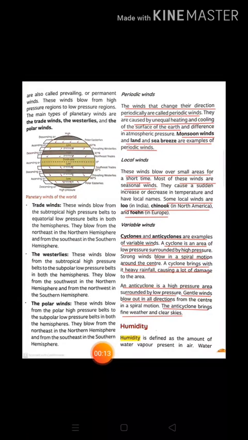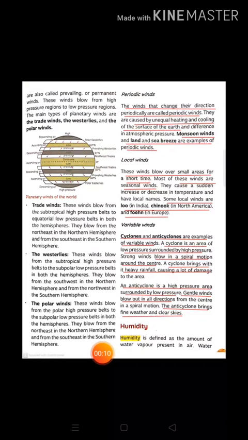Local winds. Local winds arise due to changes in temperature of small area. Most of these winds are seasonal and have local names such as Lu in India, Chinook in North America, and Foehn in Europe. Variable winds. Cyclones and anticyclones are examples of variable winds.